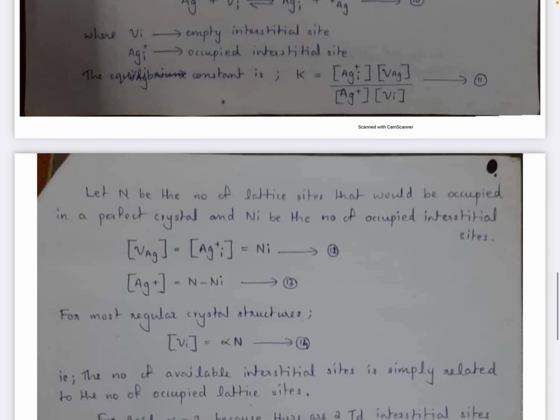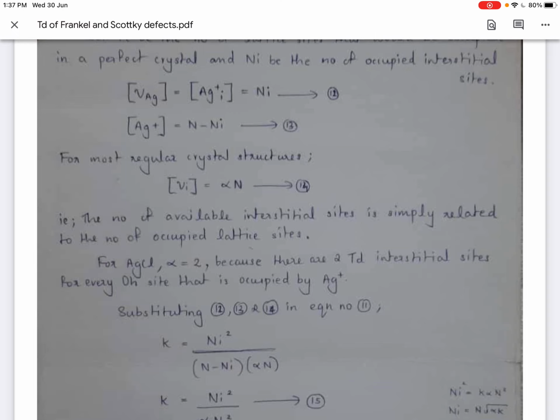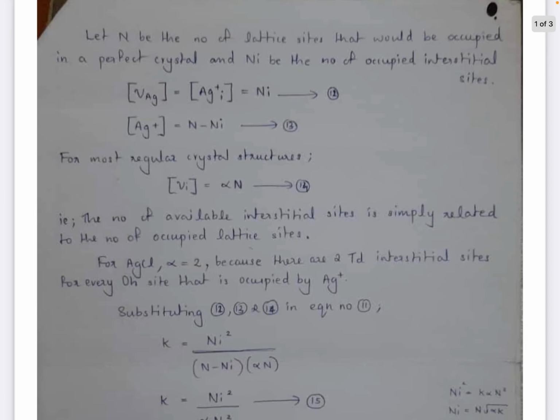Now, let N be the number of lattice sites that would be occupied in a perfect crystal and Ni be the number of occupied interstitial sites. Therefore, concentration of VAg will be exactly equal to concentration of Agi+, which is equal to Ni. That is equation number 12. And concentration of Ag+ equal to N minus Ni. That is equation number 13. For most regular crystal structures, concentration of Vi equal to alpha N. That is equation number 14.